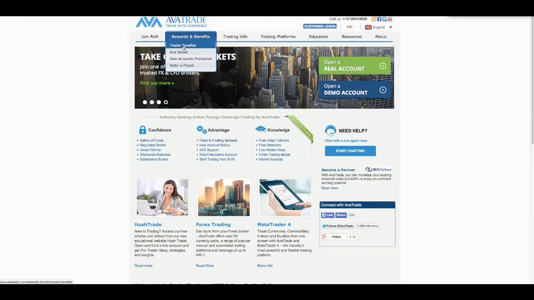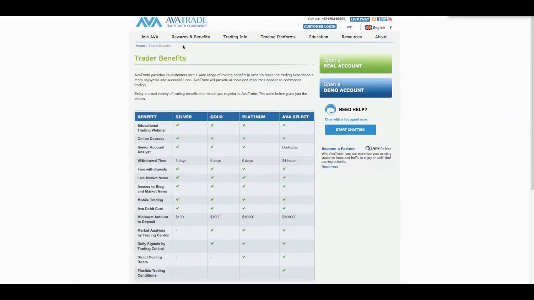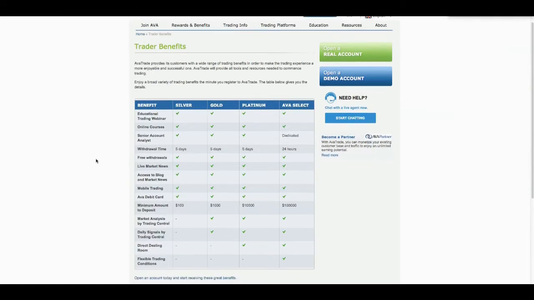Looking at the benefits you can have by trading with AvaTrade, well, there's in principle two main account types. These are either a real account or a demo account, which allows you to trade a virtual $100,000 in order to practice trading Forex and even more in order to check out AvaTrade's product and service. Now, if we break down the real account, you can see there's a silver, a gold, a platinum, and an Ava Select. And these are all the benefits you get with each type of account. Of course, the higher the level, the more the benefits that you do get.